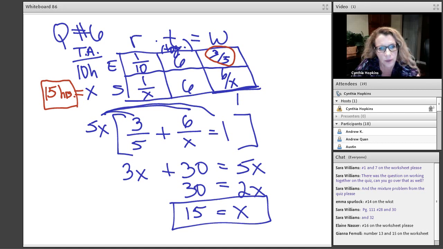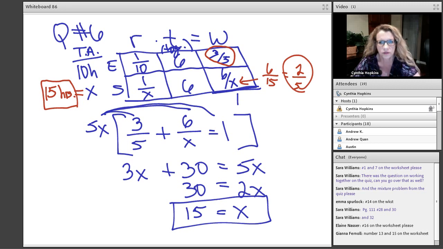So right here I have my 6 over x, so 6 over 15. 3 goes into both of those. 3 goes into 6 twice, and 3 goes into 15 5 times. And look at that. The 3/5 of the job that Emily got done plus the 2/5 that Susan got done equals the whole job, 5/5, or 1. Okay, so that tells me that I did the problem right.